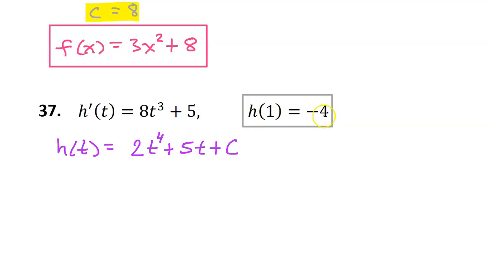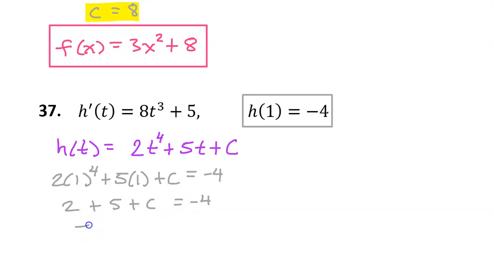So h at 1 is equal to -4. In other words, if I plug in 1, if I substitute 1 for t, I should get -4 as the answer. So this is really just 2 times 1, which is 2. So I have 2 plus 5 plus c is equal to -4. But this is 7 plus c is equal to -4. Subtracting 7 from both sides, we find that c is equal to -11.